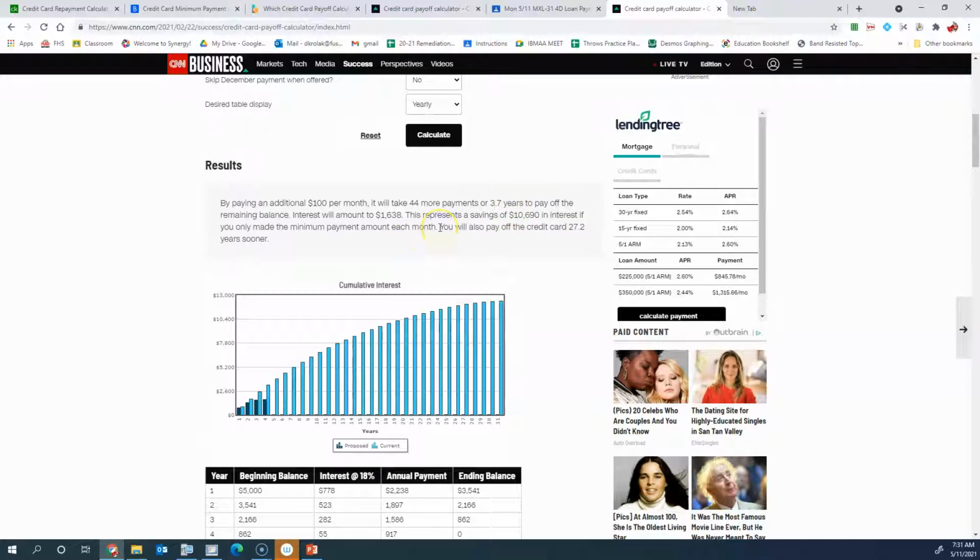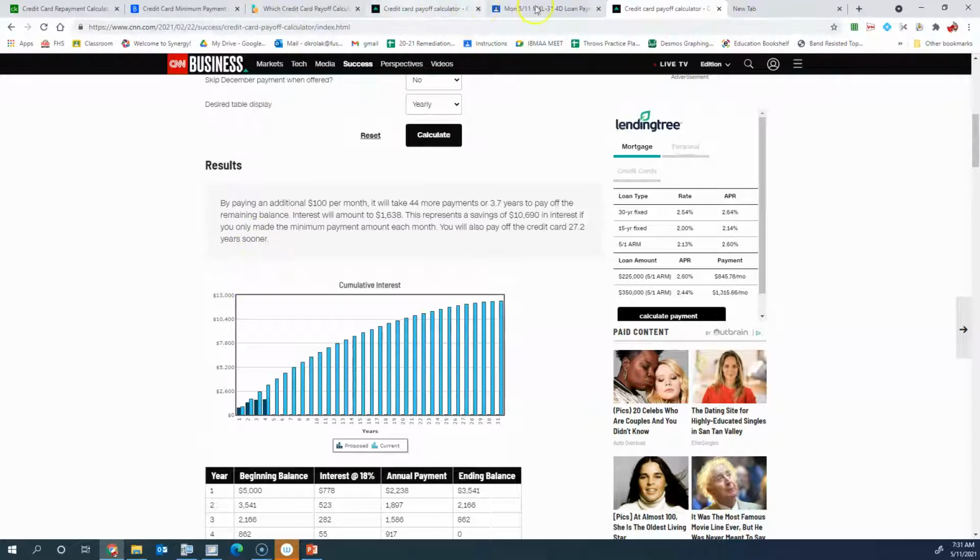Okay, you'll also pay off the credit card 27.2 years sooner. So the point I wanted to make here was, when you make the minimum payment on a credit card, you're not really reducing your debt very much at all. So the wise thing to do is, one, pay your entire credit card off every month, or always pay more than the minimum. Because with the minimum, you're not getting anywhere.